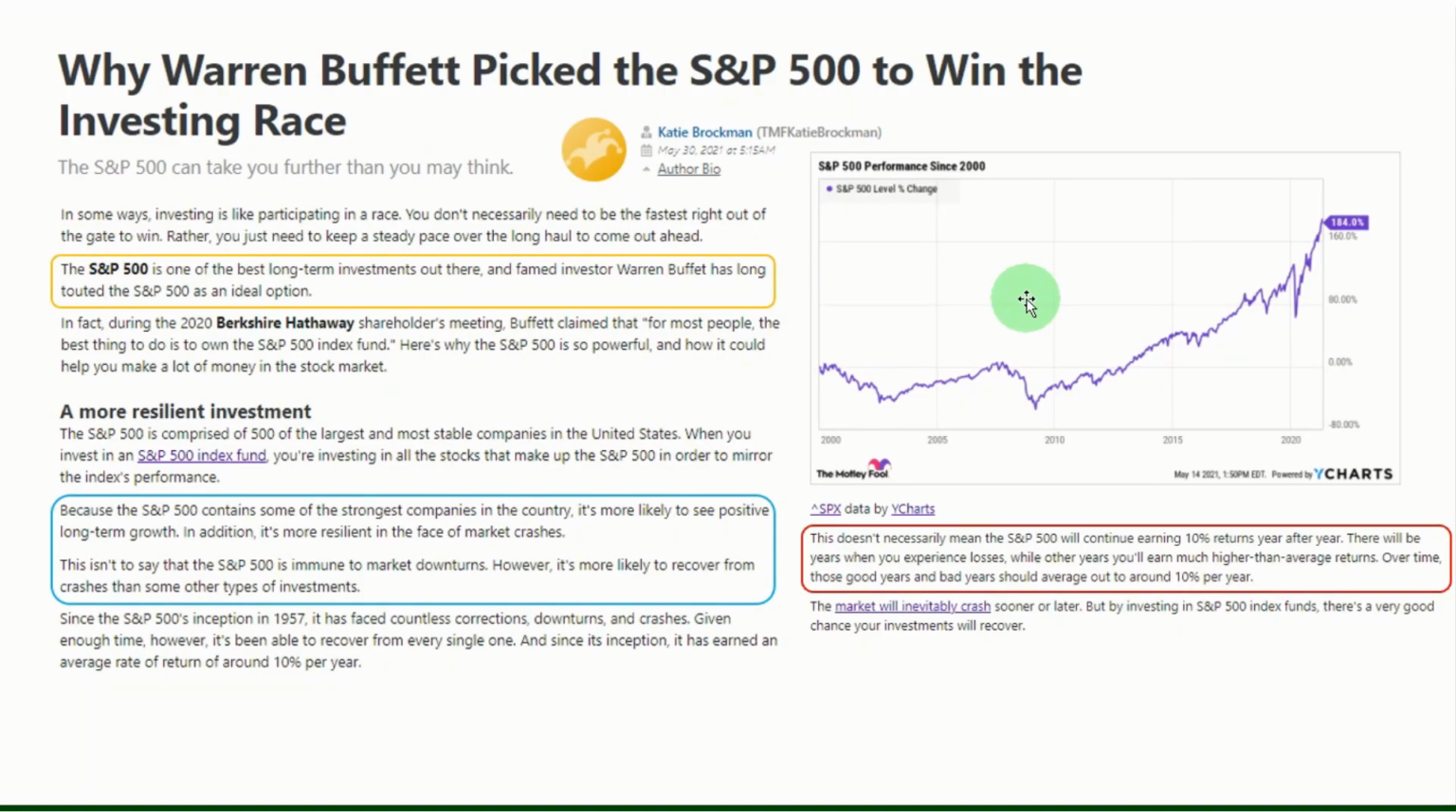So why invest in the S&P 500? From this article, Warren Buffett actually recommended the S&P 500 as one of the best long-term investments. Because the S&P 500 contains some of the strongest companies in the country, in addition, it is more likely to recover from crashes than some other types of investment. From this chart, you can see that the S&P 500 should average out around 10% per year.